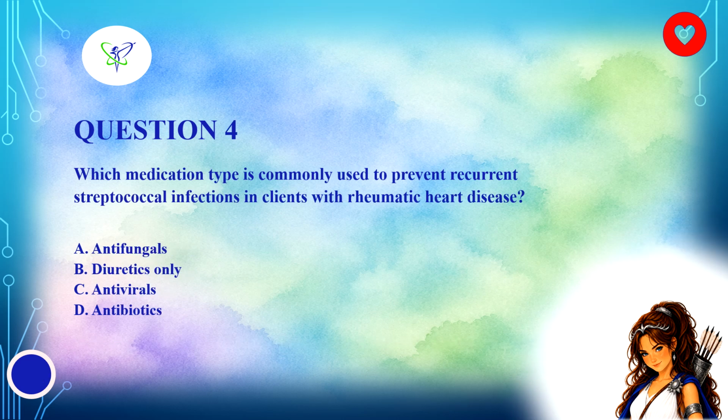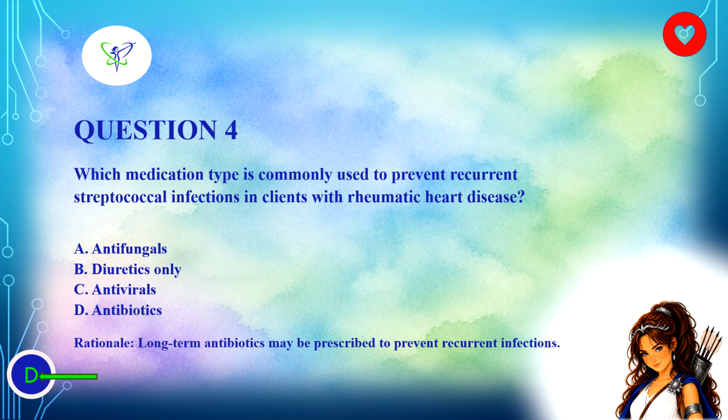Question 4. Which medication type is commonly used to prevent recurrent streptococcal infections in clients with rheumatic heart disease? A, antifungals, B, diuretics only, C, antivirals, or D, antibiotics. I'm going to say D, antibiotics. Long-term antibiotics may be prescribed to prevent recurrent infections.